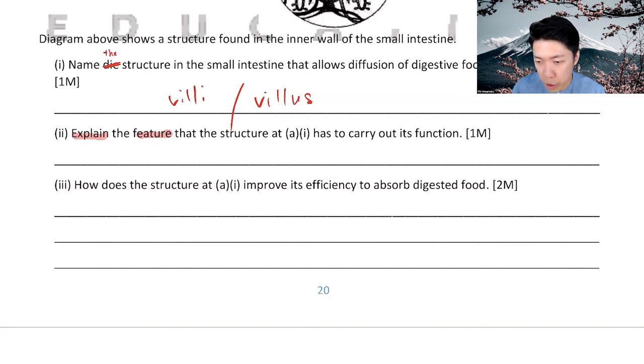So everybody, if you need reference, I'm going to show you. Okay, so one cell thick, absorption of food easier. I'm just going to give you keywords and you form them into a sentence for yourself. No problem.